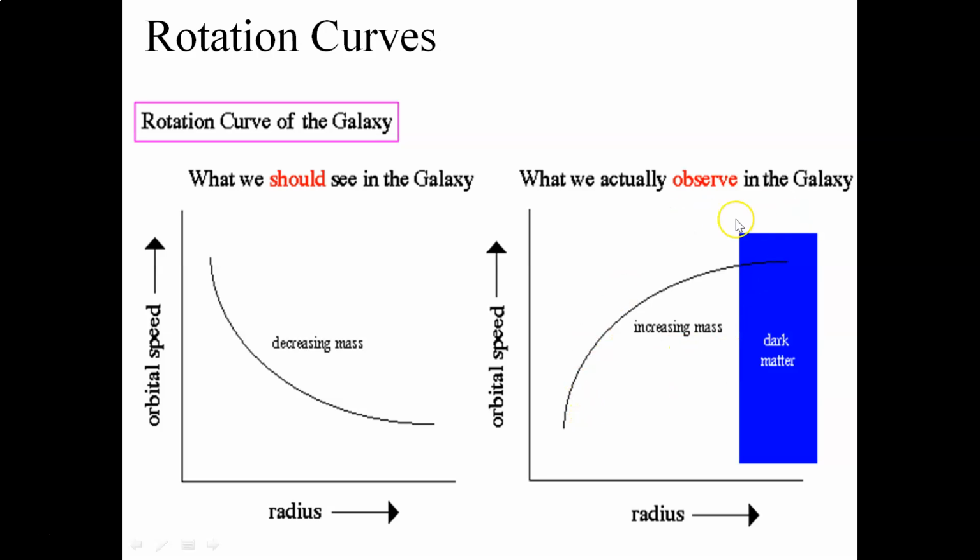The only way to account for a graph like this is that there must be much more matter present within a galaxy than what we can actually see, to cause all of the necessary gravity to result in a graph such as this. Once again, this hypothesized something called dark matter.